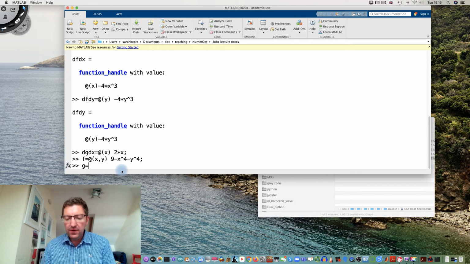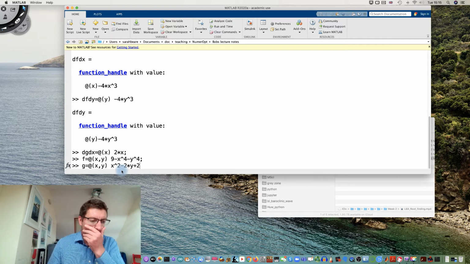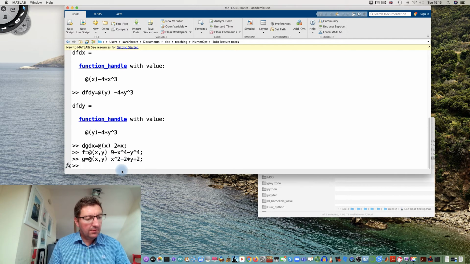And then equally the g function is at x comma y, x squared minus 2 times y plus 2. Okay, semicolon to suppress the output. So those are your functions. So now we set that up, we can then iterate this method over several steps, starting from our initial point, and then get to the solution we seek.